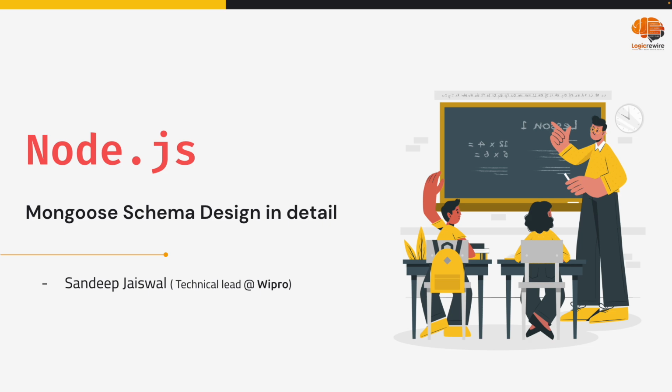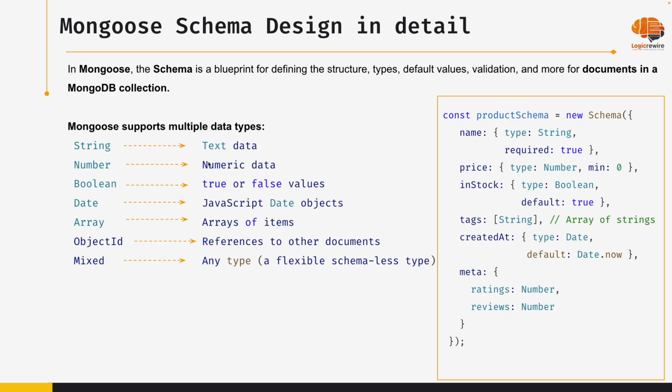For a collection, what fields should be there? How many fields should be there? What should be the name of each field? What type of data should those fields require? All those property definitions and the designing of properties for collections is what we are going to see in Mongoose schema design.